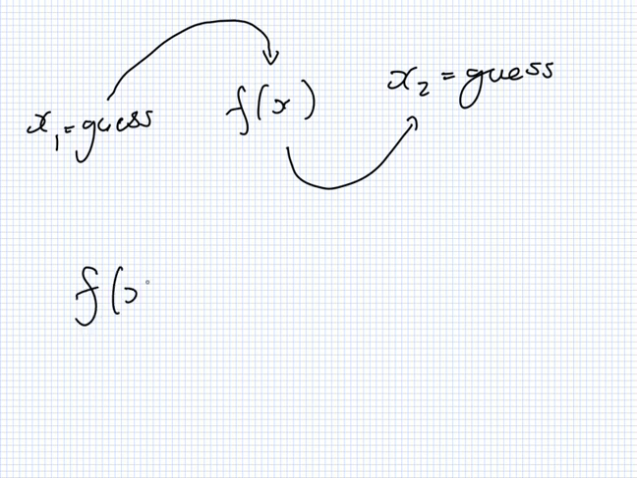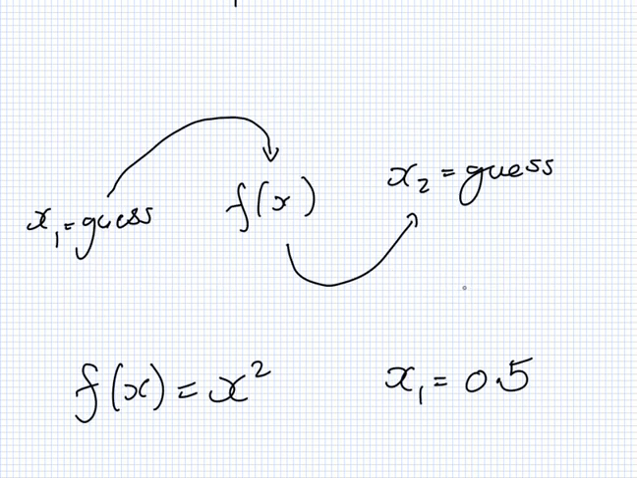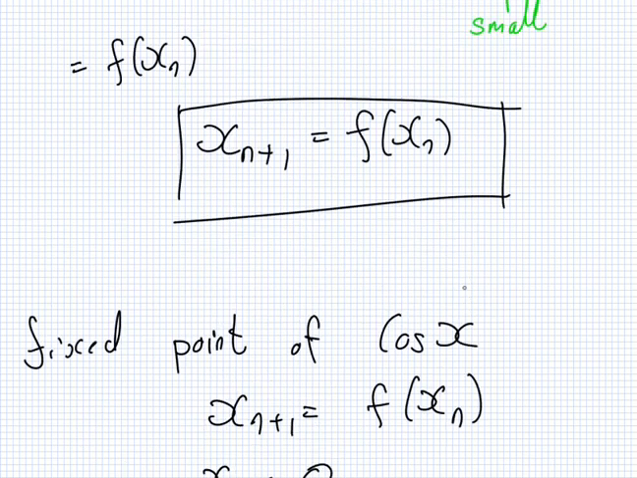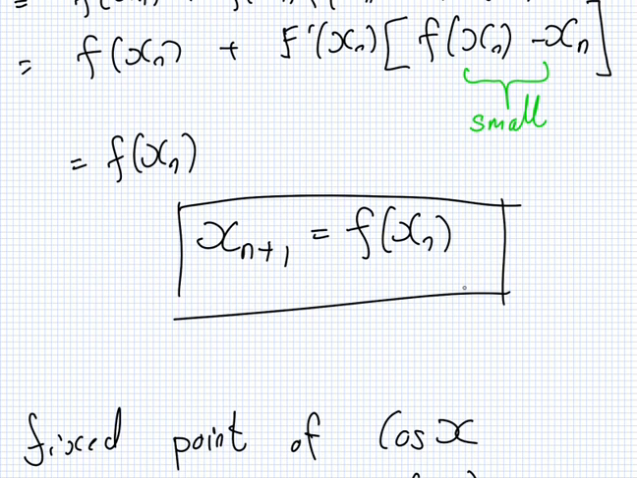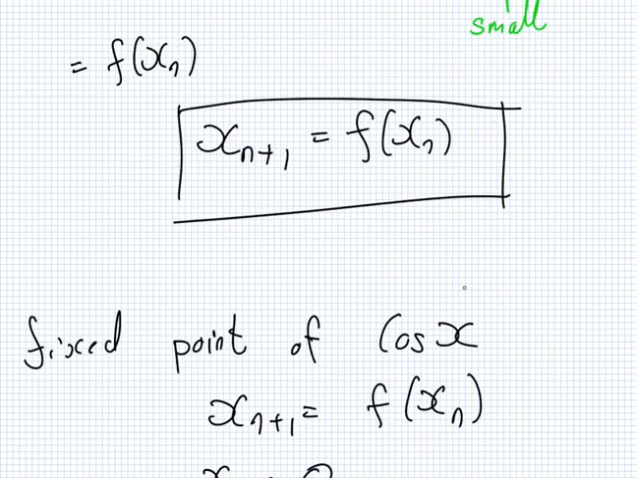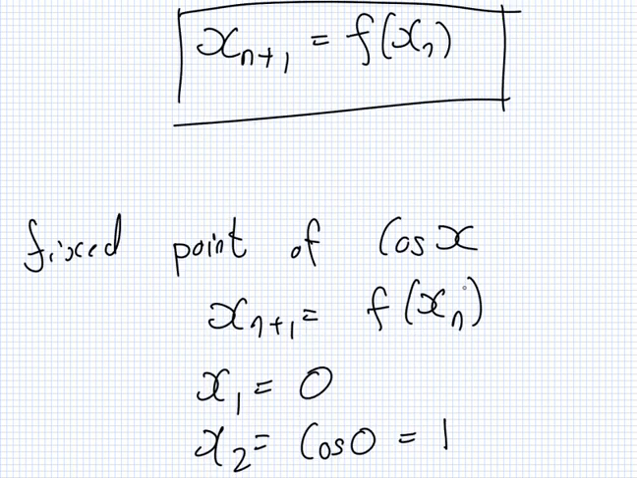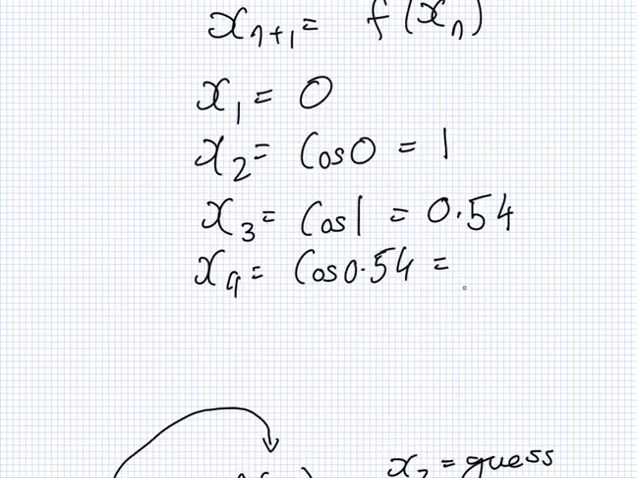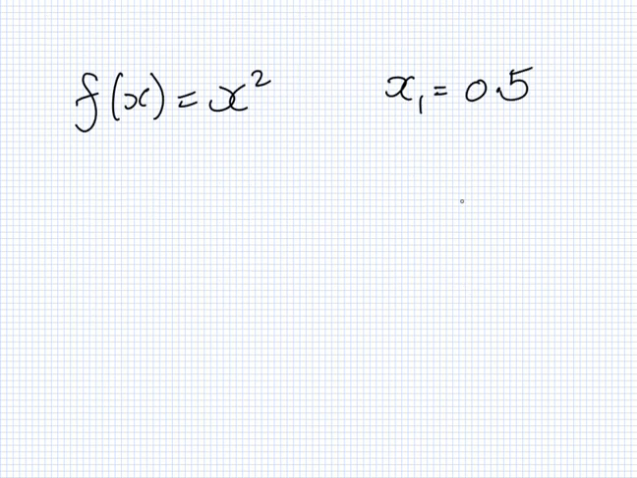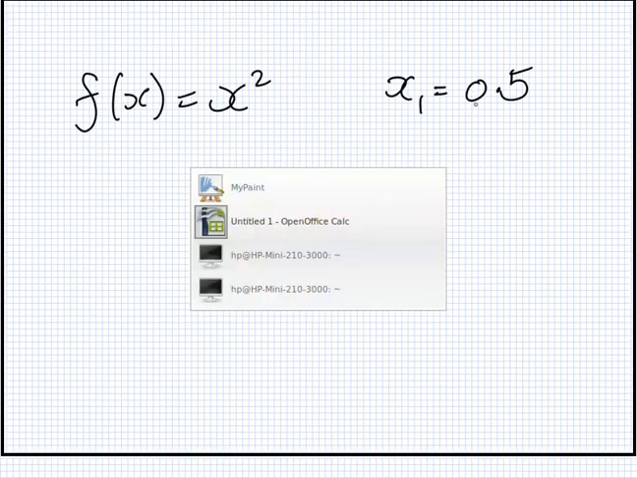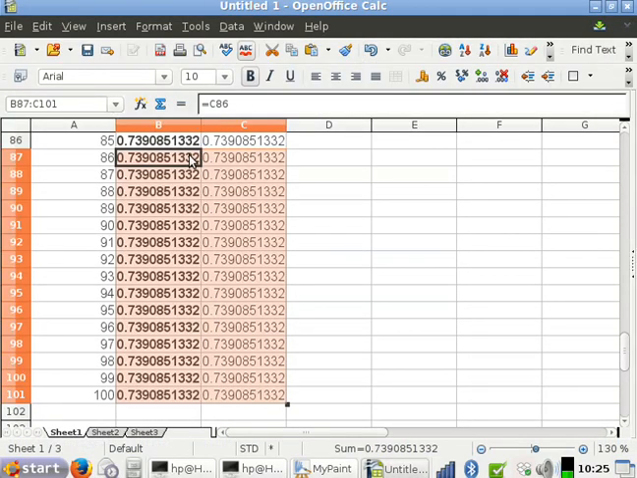I want you to try it again for this one, x squared, and I want you to start at 0.5. So I want you to try for x squared and start at 0.5. I want you to try this one, and while you're doing that, I'll just get the program ready here to do it.